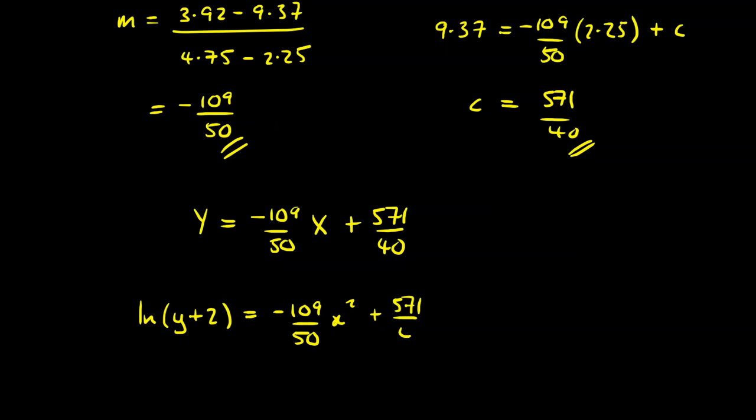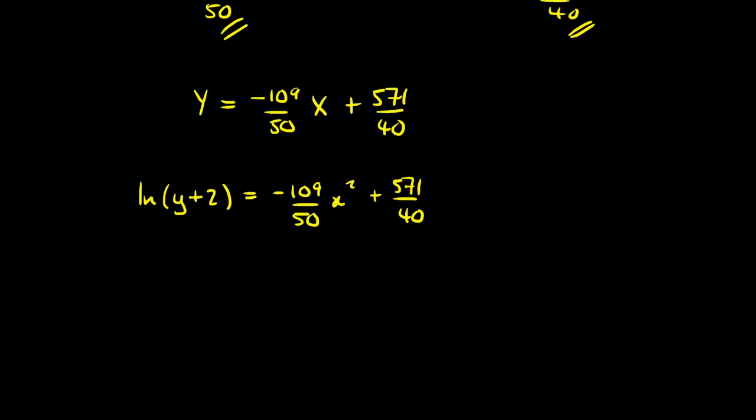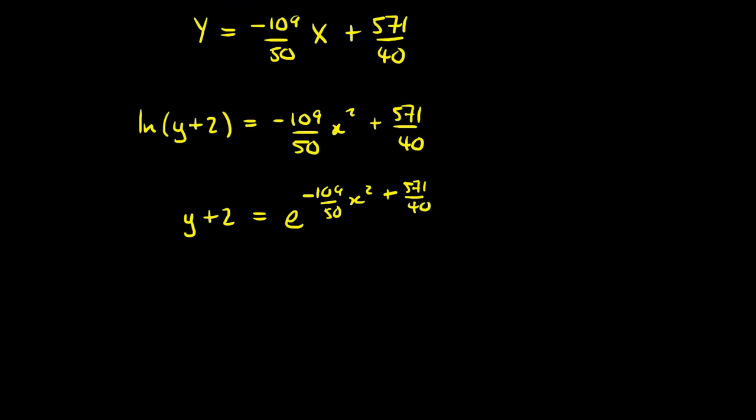And then what I can do is I can change everything to exponential form. So I get y plus 2 is equal to e to the power of minus 109 upon 50 x squared plus 571 upon 40. And then I subtract 2 from both sides. So I get y is equal to e to the minus 109 upon 50 x squared.